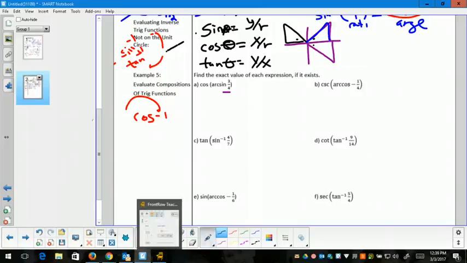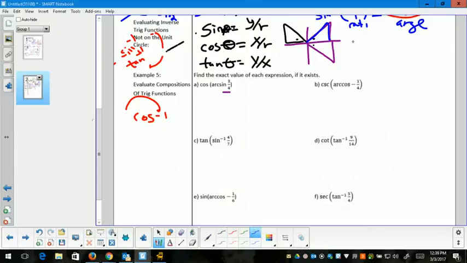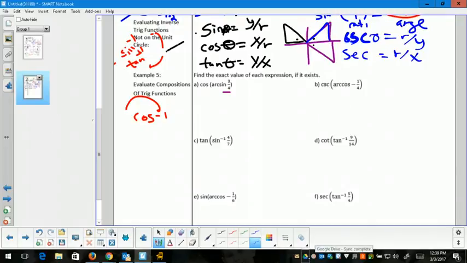And then we want to remember that our reciprocal functions: cosecant is r over y. Secant is r over x. That's a popular one among future pharmacists. And cotangent is x over y.